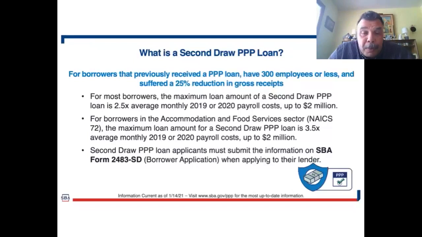As you remember before, the PPP went up to, what was that, I believe it was $10 million, 500 employees or less. This time you're looking at $2 million, 300 employees or less, plus we have a little added feature in there. You must have suffered at least a 25% reduction in your gross receipts or your revenues. That's 25%. Now, many of you may not have done that.